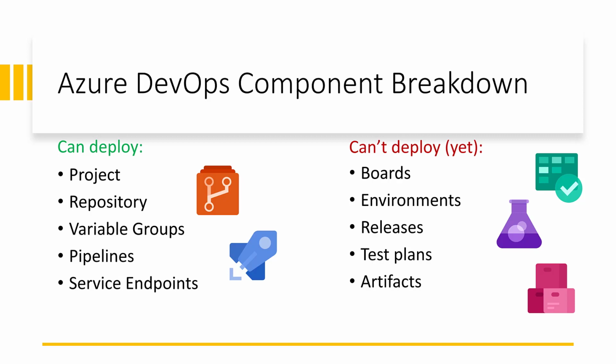Of course, there's going to be gaps, there's going to be bugs, but it's nice to see what we already can deploy with it. So we can deploy things like projects and repositories, variable groups, pipelines, service endpoints, and things like these. We cannot yet deploy things like boards or environments or test plans or artifacts. So just keep that in mind if you're planning to leverage this in a production way, what we can and can't deploy just yet as the product team iterates on top of that provider to bring these other features to light and availability.